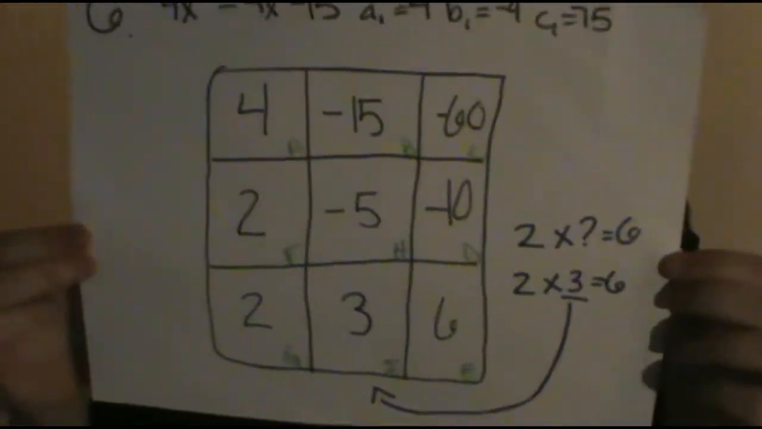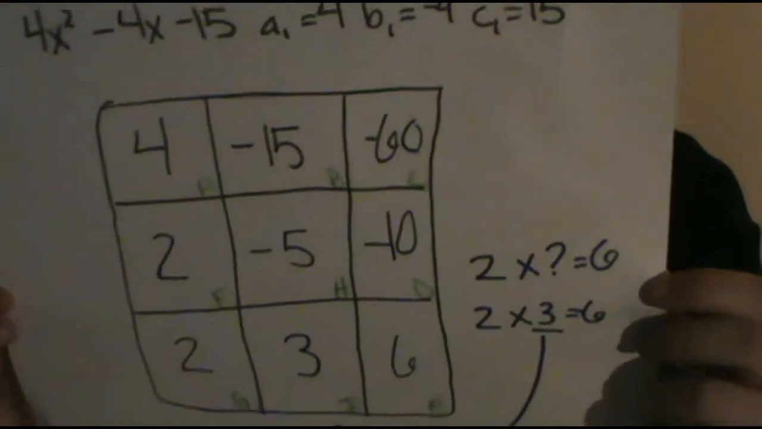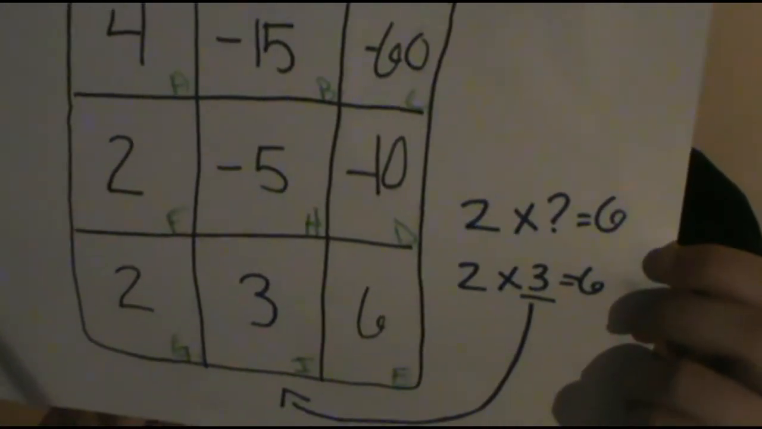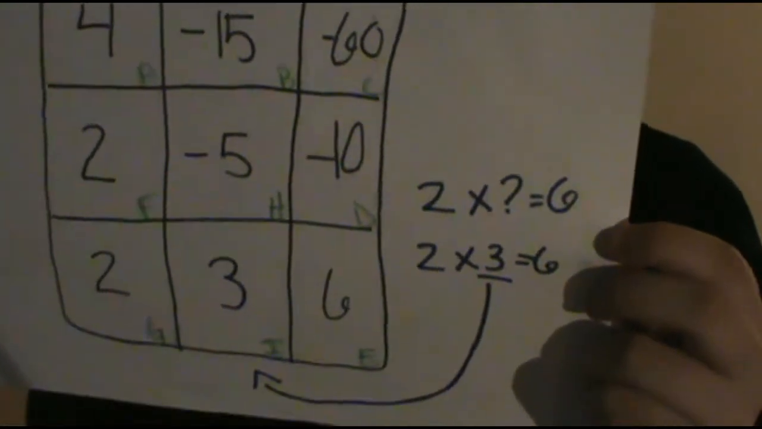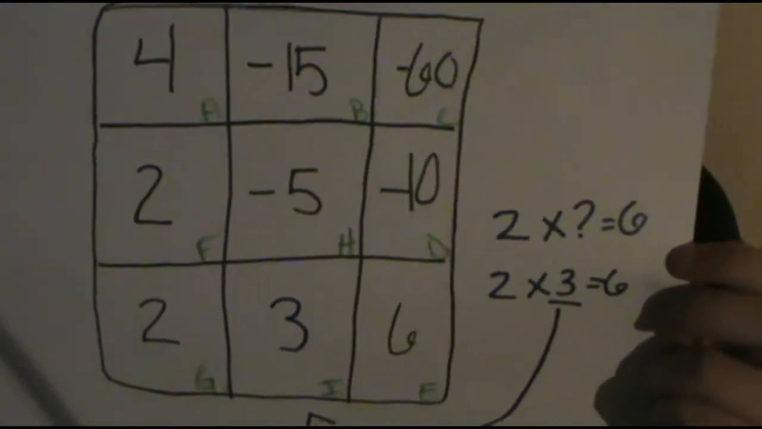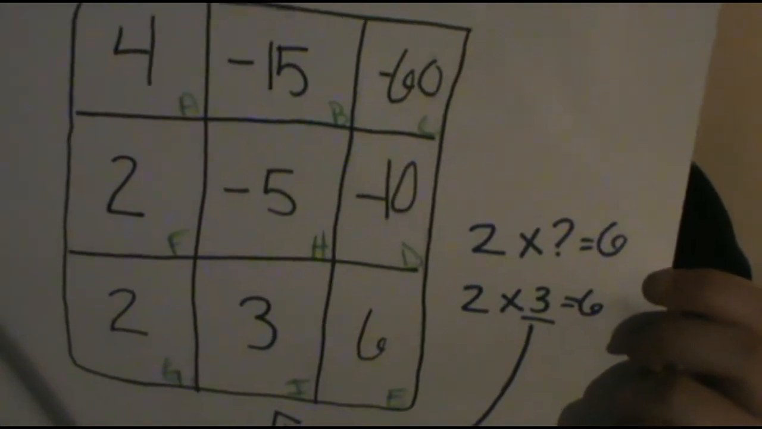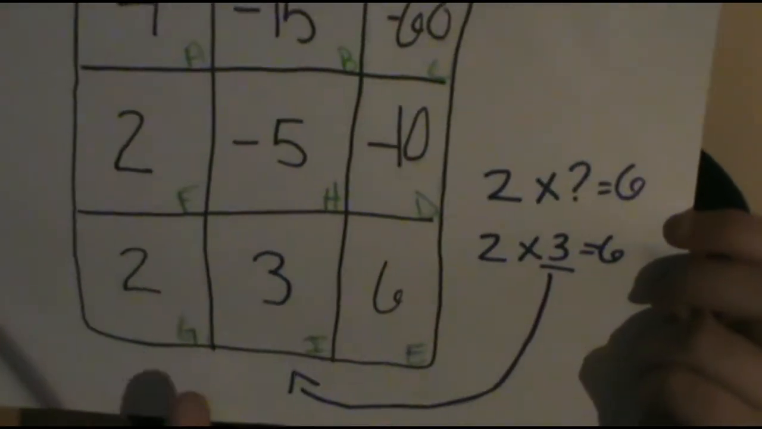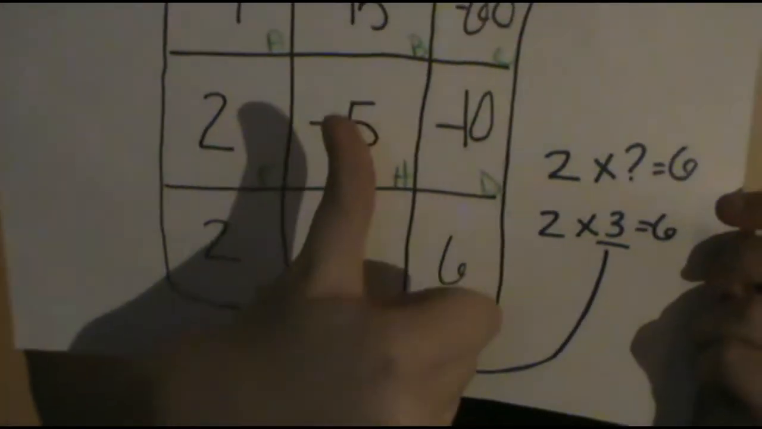And the second to last step is a lot like the other ones that we were doing. You just need to find out what G times what equals E in order to get I. So E is 6 and G is 2. So 2 times 3 is 6, so we put 3 in the I box.